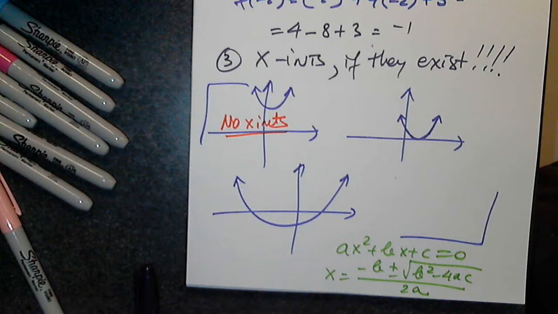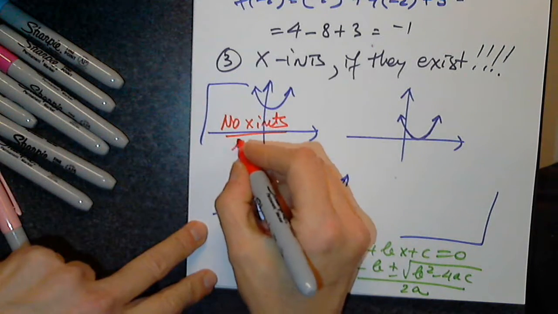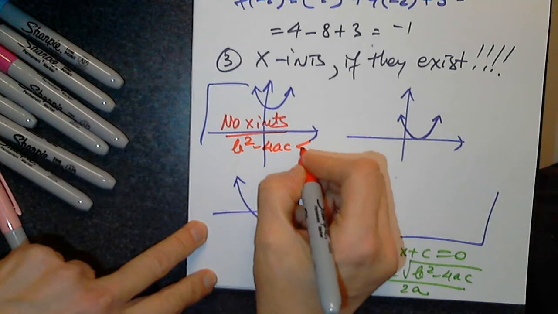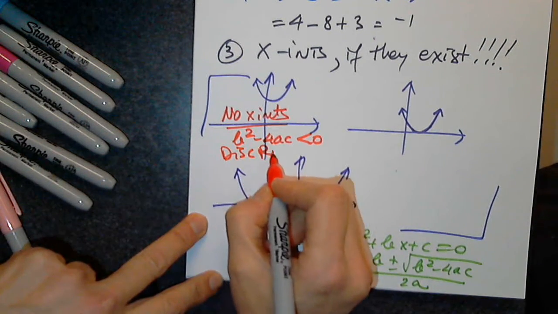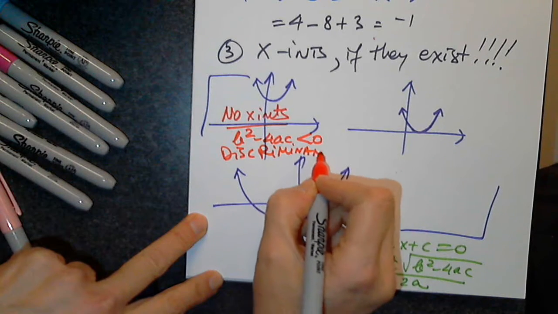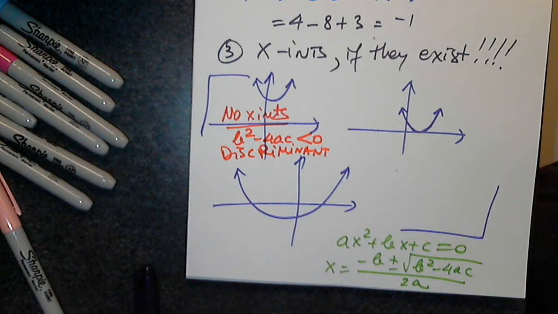So you have a negative under the radicals. Exactly. This quantity must be what kind of quantity so that the x-intercepts don't exist? It must be negative so they don't. Exactly. So that is called a discriminant. b squared minus 4ac must be less than 0. And this is the discriminant. It's such an important quantity that it has its own name.